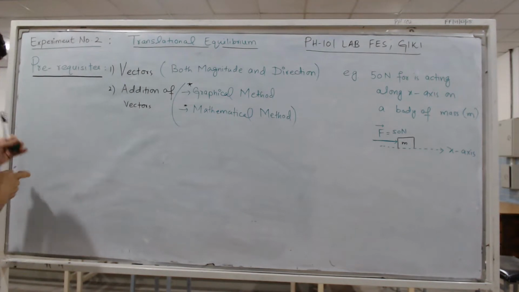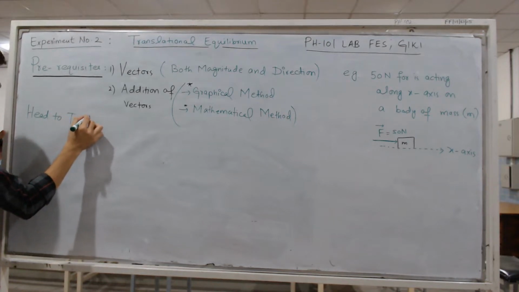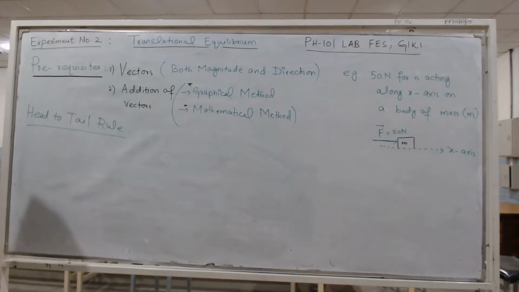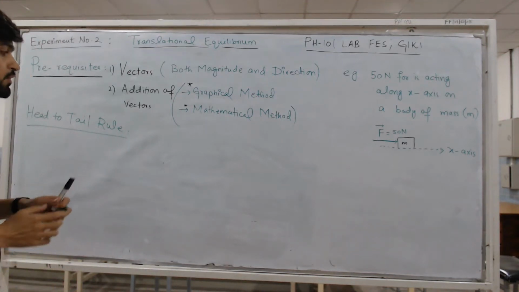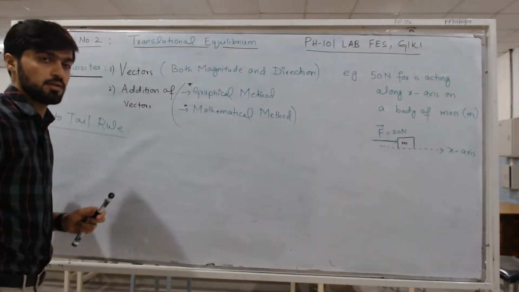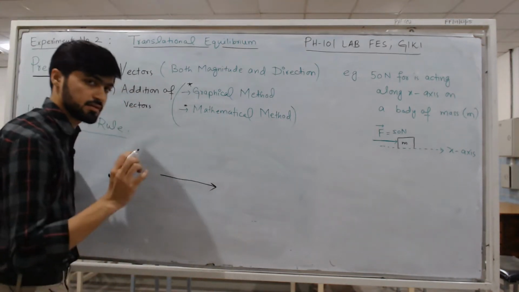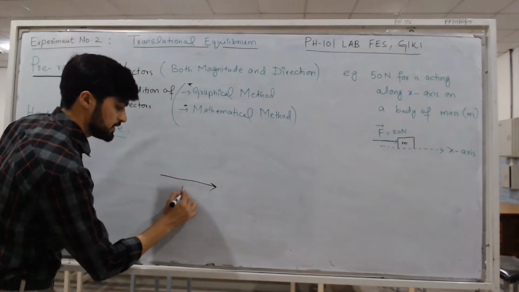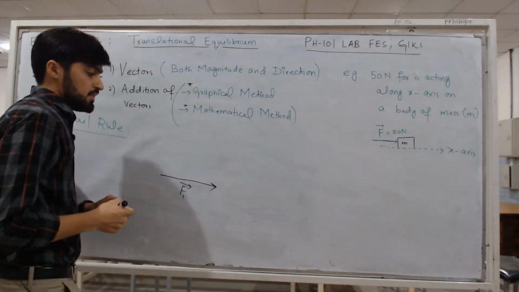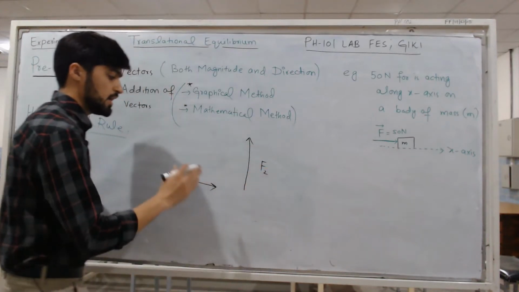There is a rule known as the head to tail rule, which is used to add or subtract vectors. How to use it? I will give you a very simple example of using the graphical method to add vectors. Let's say this is F1, a vector quantity, acting in this direction. And there is another force acting in this direction, F2, and we have to add these two.